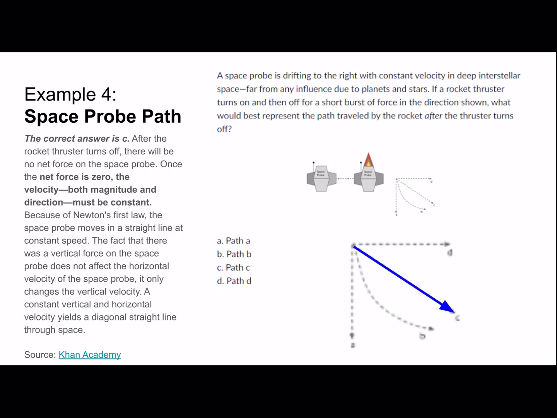The correct answer is C, and the path is highlighted with that blue arrow. So once the net force is 0, the velocity and magnitude will now be constant again. So that's why it's not going to be the slope that is shown with B. It is also not going to be going in the same exact direction that it was going before, and it has not changed paths enough to continue going in the direction of A. So the resulting path is right in between, and it is a straight linear line.